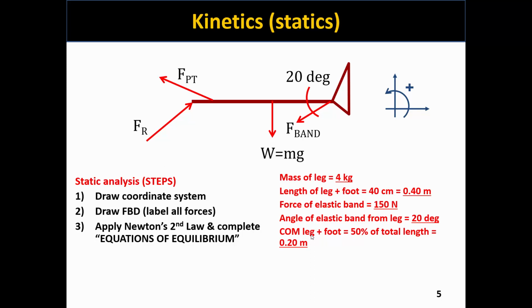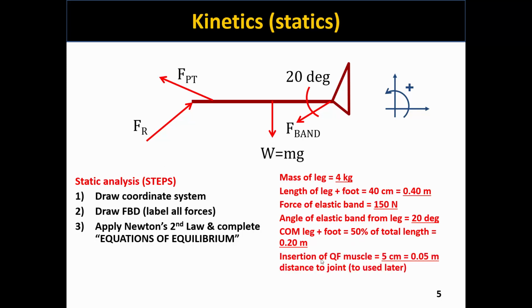And the center of mass is located, we'll say at this juncture, halfway from the proximal part of our system to the full distal part of our system. And half of 40 centimeters is 20 centimeters that we convert to 0.2 meters. Now, there are more anatomically accurate measures of center of mass, but at this point we'll just go with 50%.